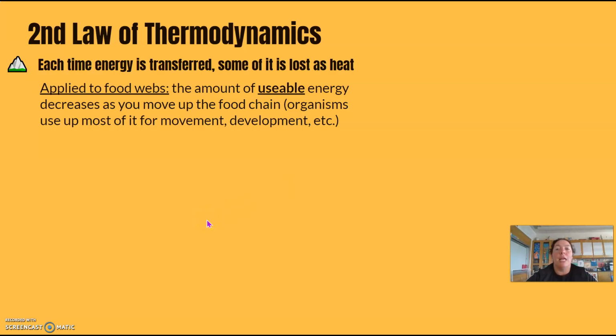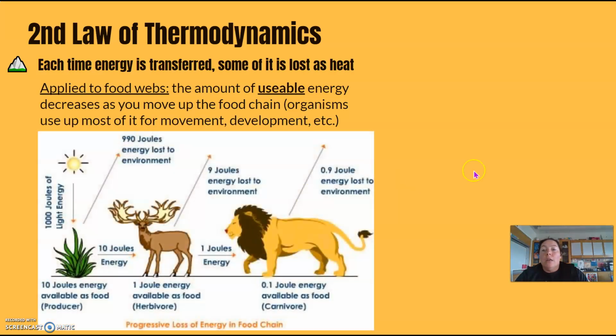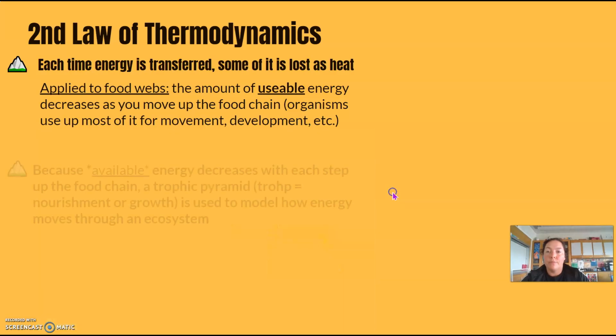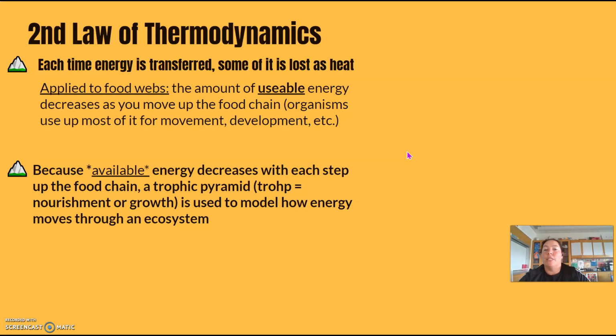So the amount of usable energy always decreases in a predictable way as you move up the food chain. It's called the rule of 10% because you start with, say, 1,000 joules of light energy, 1,000 units of energy. And we said only 1% of that is going to be available for food as a producer. So 10 joules of energy, and then only 10% of that is going to transfer into the next trophic level. So available energy is going to decrease with each step.